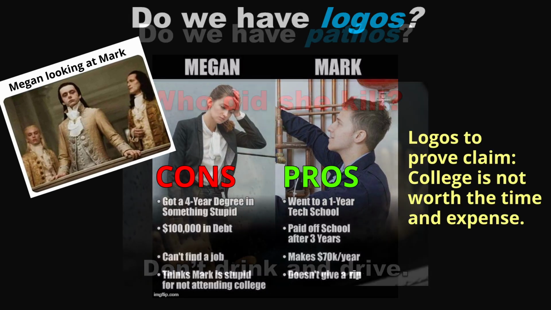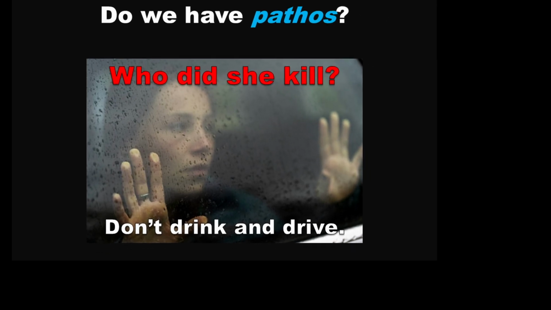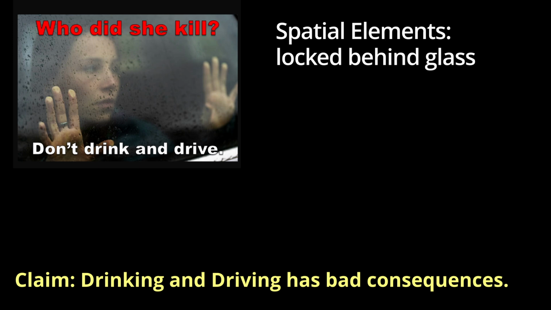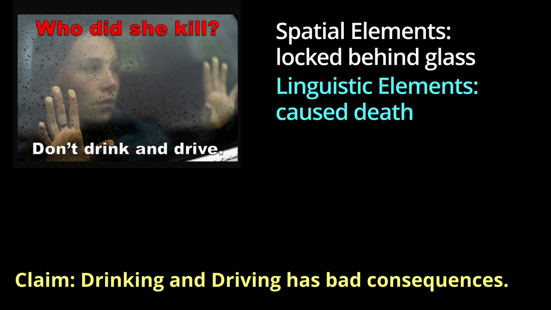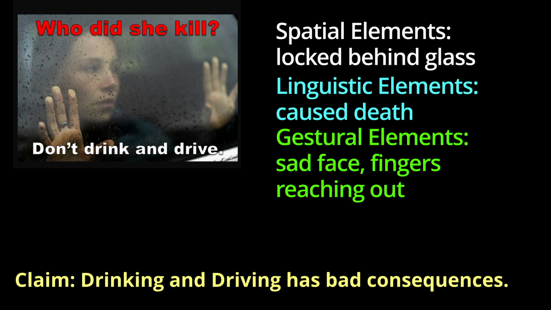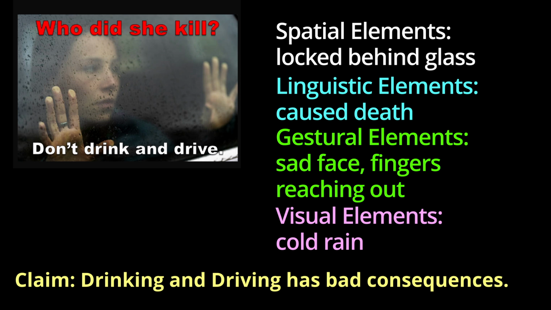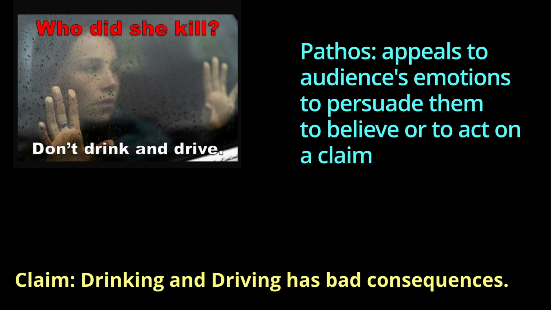In this meme or this post or this public service announcement, we are asked not to drink and drive because it may result in sorrow, regret, sadness, and other bad feelings or emotions. This sad woman is apparently locked in the back of a police car. She's no longer free, and she's sad and has to look upon the damages that she has caused another person. We are asked, who did she kill? This prompts curiosity. Her expression, her fingers pressed against the glass, and the rain all contribute to sad regret. And that is pathos, when we appeal to the audience's emotions to persuade them or to move them.